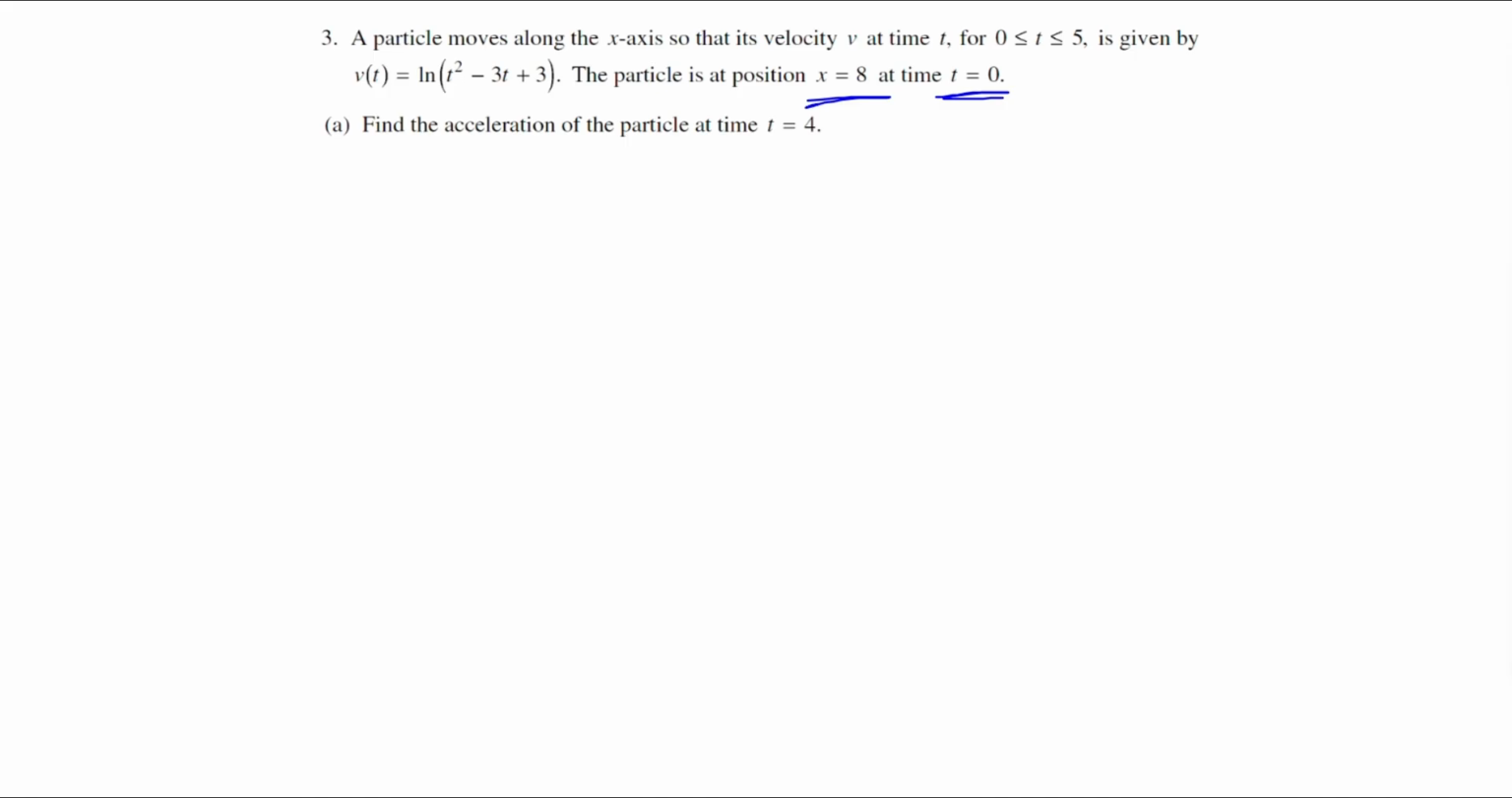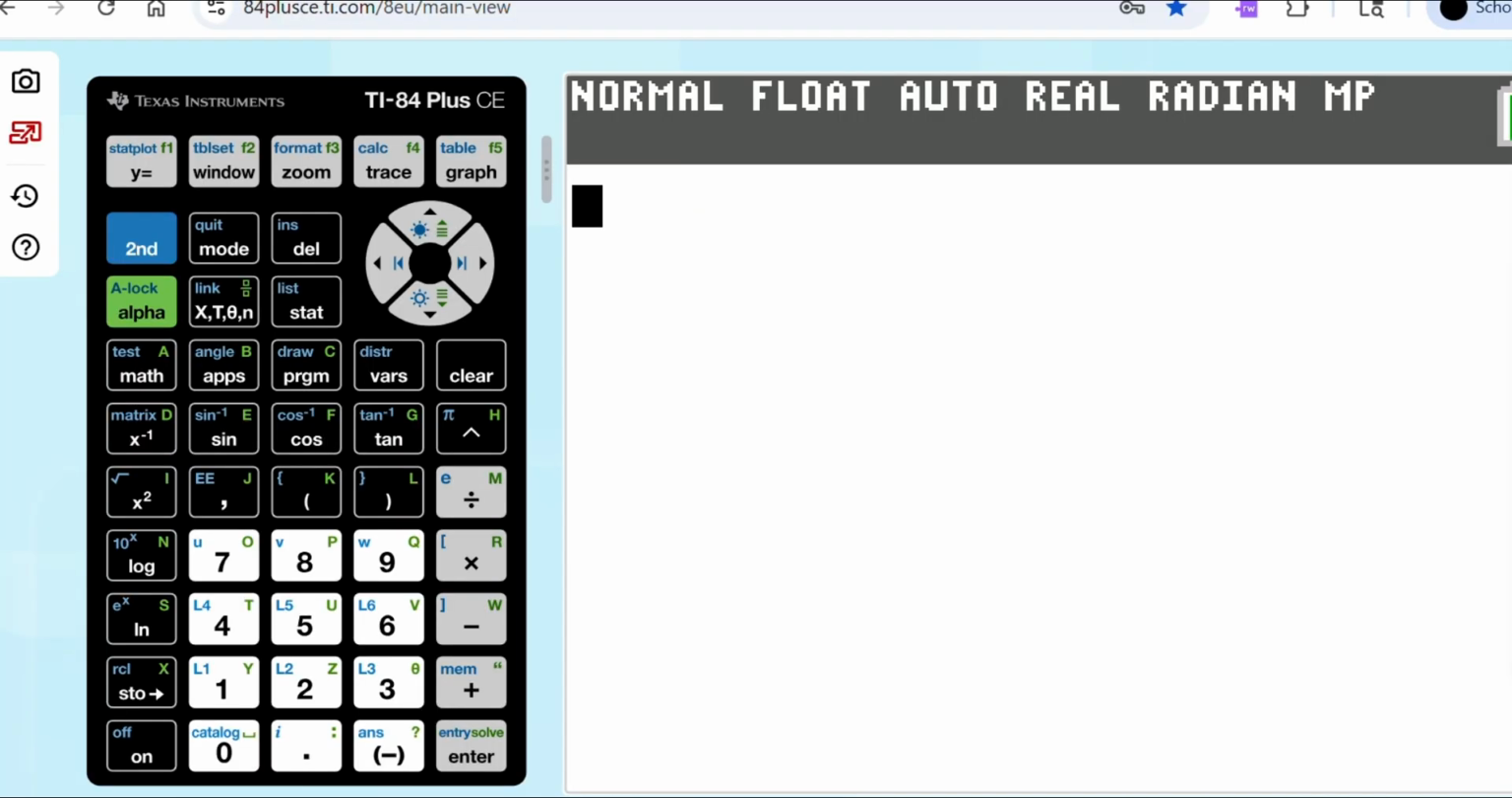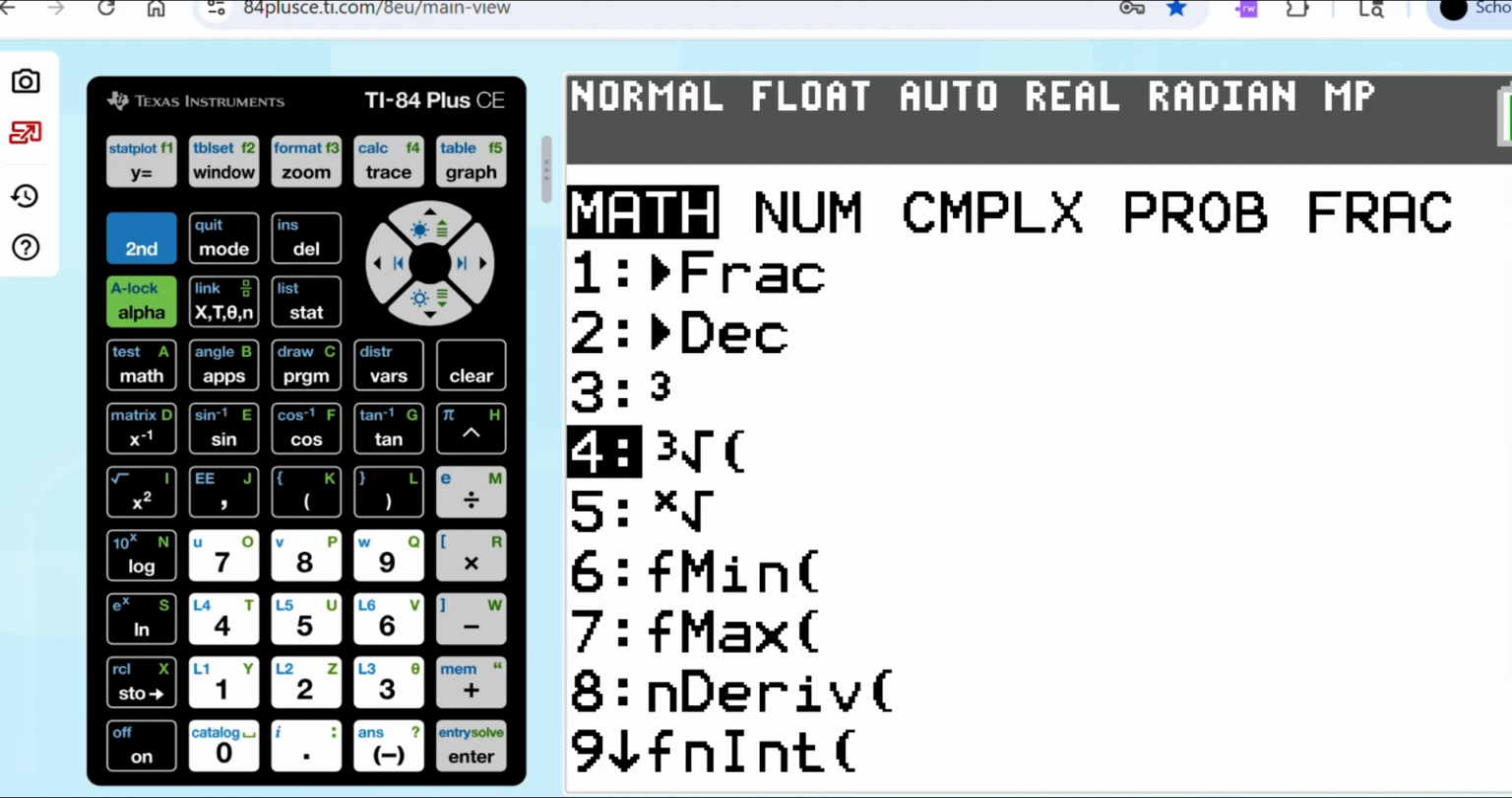Well, the acceleration is just the derivative of the velocity, v prime of 4. And since this was a calculator question, you can just use your calculator to find this derivative. Now that's a derivative you should be able to do really easily by hand. But if it's a calculator question, I suggest you just use your calculator to do it, because there's no reason not to, right? I mean, you might make an error with your derivative otherwise.